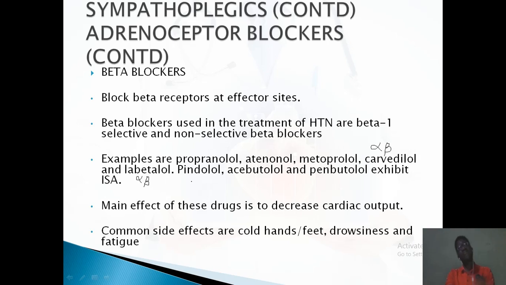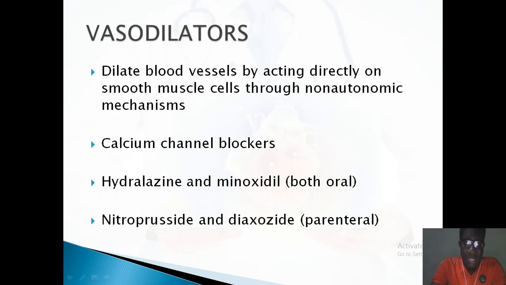Main effect of the alpha 1 selective blockers is to decrease what? Peripheral resistance. I hope you are following. Main effect of the beta blockers is to decrease cardiac output. Common side effects: cold hands and feet, drowsiness, fatigue. So that's that. Now we're going to move on to the vasodilators. Don't forget, we have done diuretics, we have done sympatholytics, and now we are on vasodilators.